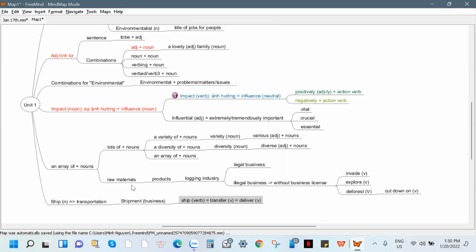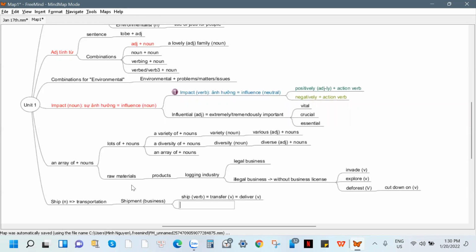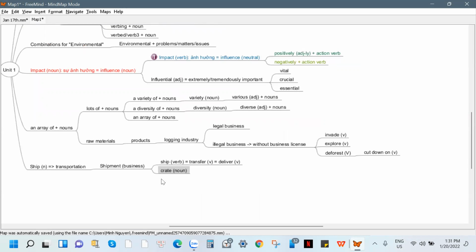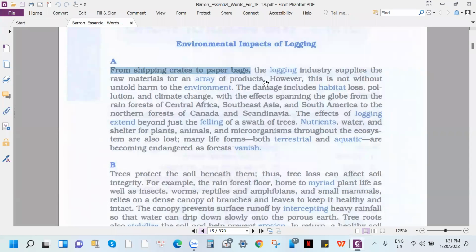If you try to ship something, you are going to have a crate. A crate is something that is going to protect your products when you ship it to foreign countries or to different parts of your city. So right here we have the all fields, all fields of the worship in this case.